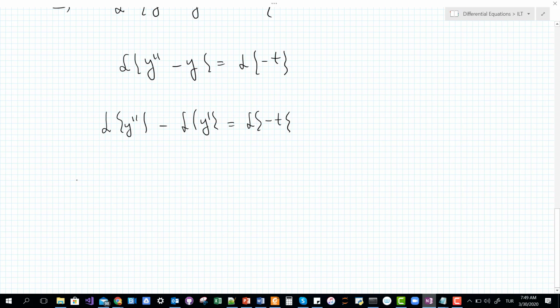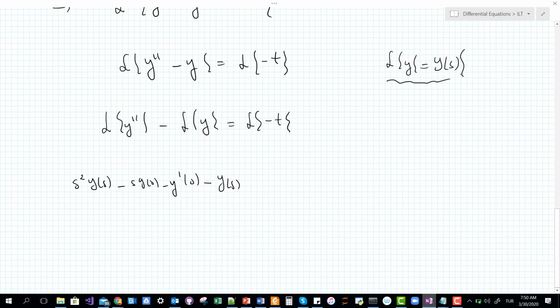From the table, you can read the Laplace of y second prime is equal to s squared Y of s minus s y0 and then minus y prime 0. And now what is the Laplace of y, which is equal to Y of s? By the way, instead of writing the Laplace of y, from now on I'm going to use this notation: Laplace of y is equal to big Y of s. Now what is the Laplace of the right-hand side? Negative 1 over s squared from the table.